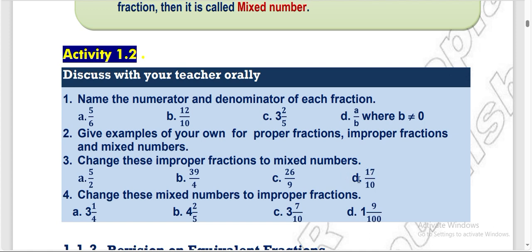We can also change a mixed fraction into an improper fraction. Change this one into an improper fraction. So 4 times 3 is 12, plus 1, 13 over 4. This one is 4 times 5, 20 plus 2, 22 over 5. This one is 10 times 3, 30 plus 7, 37 over 10. 100 times 1, 100 plus 9, 109 over 100, when we convert this mixed number into an improper fraction.